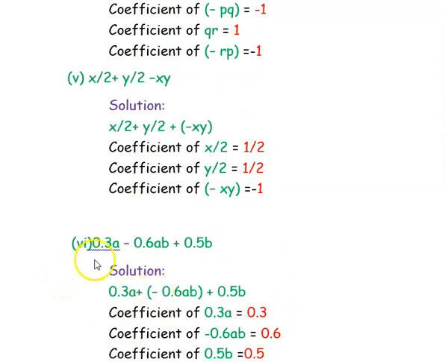The next question is 0.3a minus 0.6ab plus 0.5b. So here 0.3a is one term, minus 0.6ab is another term, and plus 0.5b is the other term. So totally 1, 2, 3. So we have 3 terms. Then the coefficient of 0.3a is 0.3. Then the coefficient of minus 0.6ab is minus 0.6. And then the coefficient of 0.5b is 0.5.